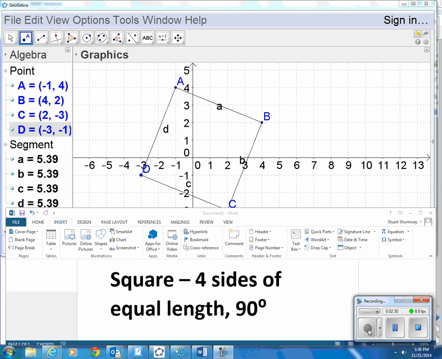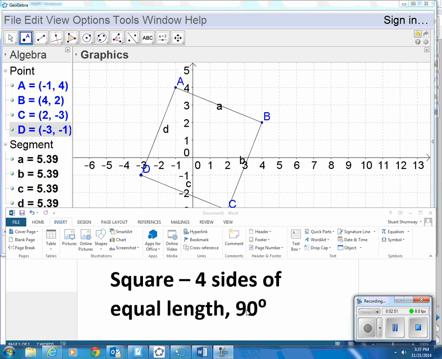This quadrilateral is a square. All four sides are of equal length. You can see they're all the same length. Also, each of the corners create a 90-degree angle.